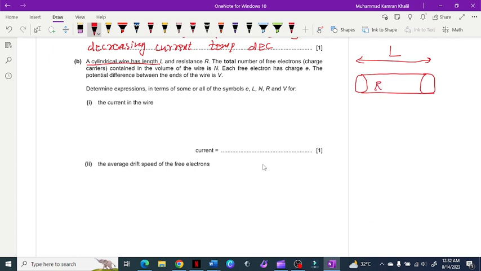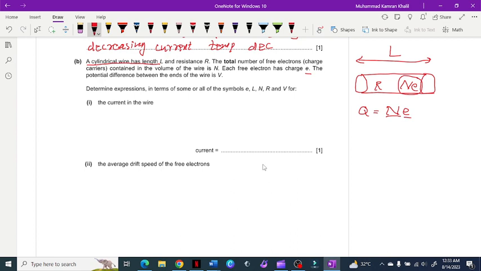The total number of free electron charge carriers contained in the volume is N. The number of particles is N, and each free electron has charge e. So the total charge represented by this system will be N times e, because Q is equal to N e. If there are 100 million charges and the charge on one electron is 1.6 times 10 to the power minus 19, this is the way we can calculate the total charge.